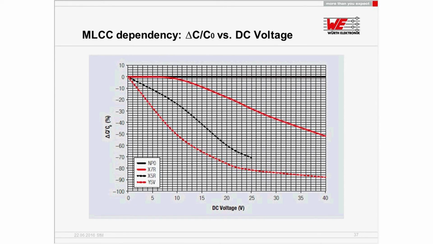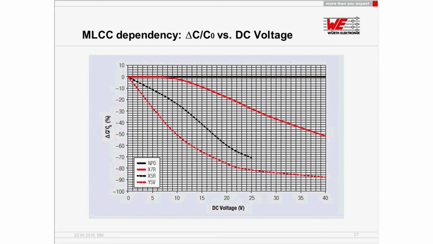X5R, these are just examples, so don't take this for series for everything. So these are just examples, and these need to be measured for each component. So we just want to give you here an example for the X5R. It means that if you apply 25 volt, and this was a 25 volt type, you would have a loss of 70% capacitance.